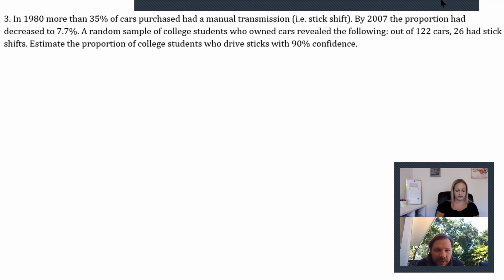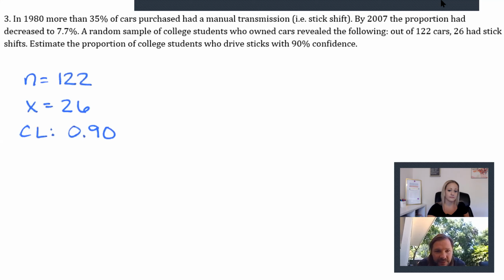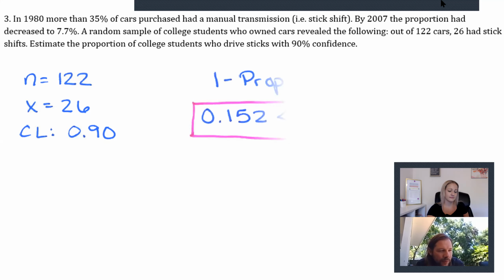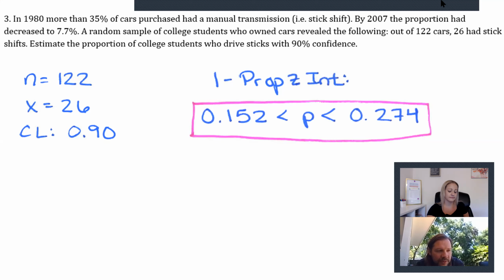Okay, so here we're given that n is equal to 122 and X is 26. And then our confidence level is 90%. So we just need those 3 data points and we stick those into the calculator using one prop z interval. And we get a confidence interval between 0.152 and 0.274.